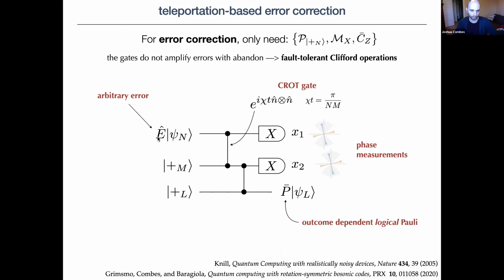We take an operator basis for the Hilbert space and look at how one of these errors propagates through the circuit. It turns out that all we need to do is these two phase measurements. Then, based on the outcome of these two phase measurements, we might have a possible outcome-dependent Pauli, which we would then have to correct. The other thing to mention is that the gates we're using in this circuit, especially CROT, have very nice properties: the errors don't amplify. They spread in a way that you can calculate.